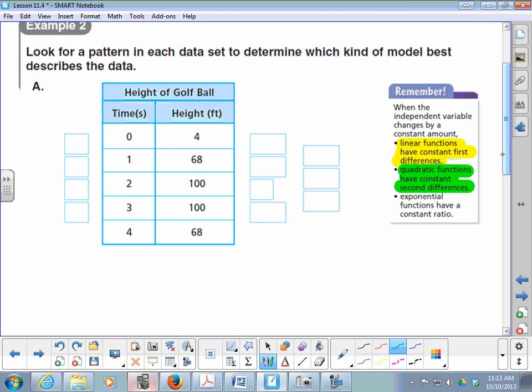Mr. Beebe. It does this. Yep. The heights of my golf ball go up, and then they come back down. So this is a quadratic. Yes, sir. I always call them like it goes up and then down. I always call them sashes. Right. So that's how it makes it easy.